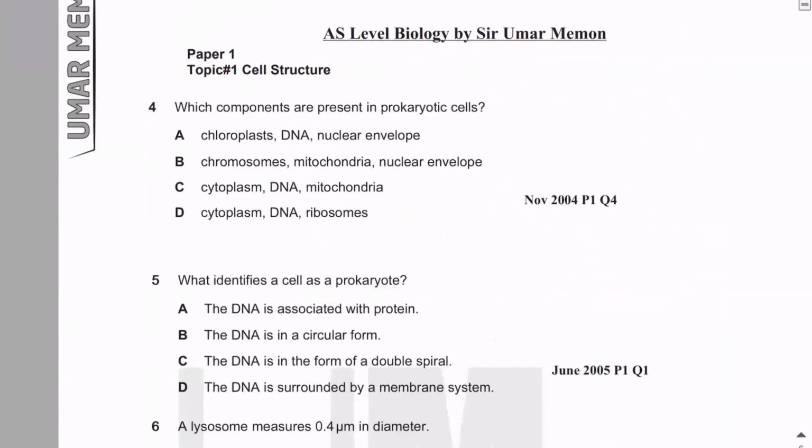Okay, let's move on to MCQ number 4. Which components are present in prokaryotic cells? We just need to state the answer that contains the components found in the prokaryotic cells. So what do you think? The answer is D? D. Okay. D for dog. Right.